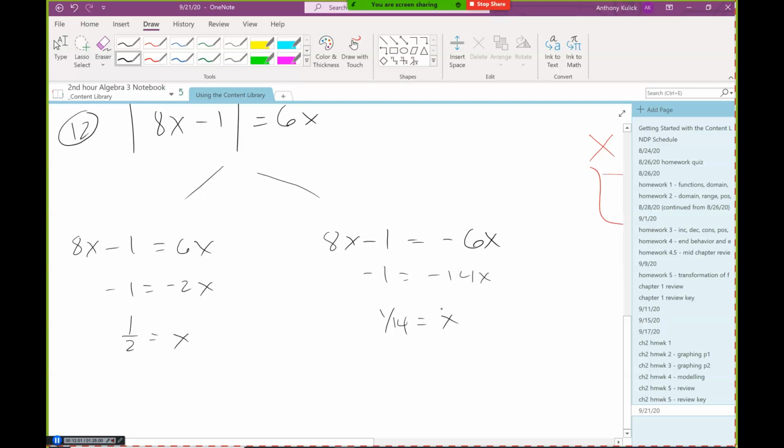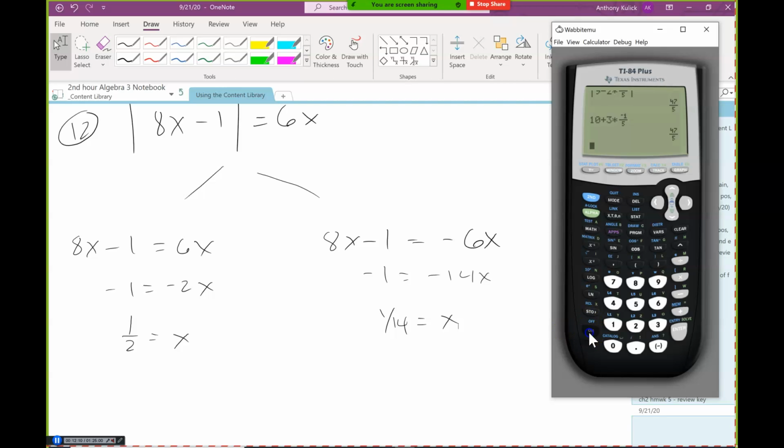But we have to check this to see. So probably the easiest way to do that is just to use our calculator, particularly since this involves fractions. To check this, I'm going to type in the left-hand side, and then the right-hand side separately, and compare the 2 answers to see if they check out. To get the absolute value, I press the math button, go over to the number menu, and select the ABS command.